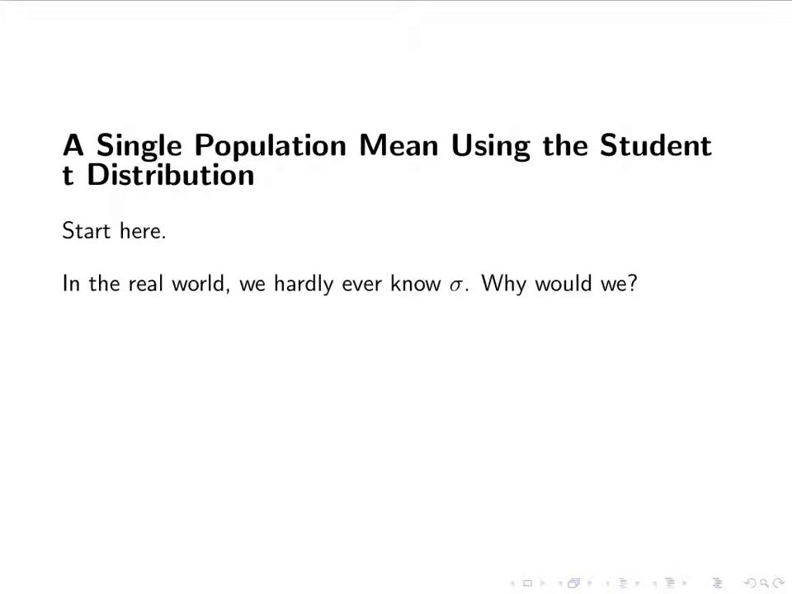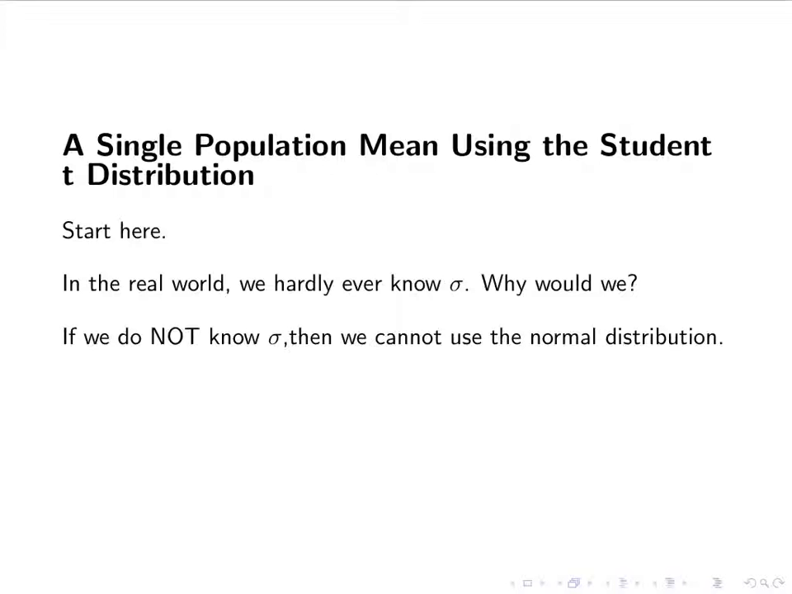In the real world, we hardly ever know sigma. Why would we? If we do not know sigma, then we cannot use the normal distribution. Instead, we must use the student t-distribution.